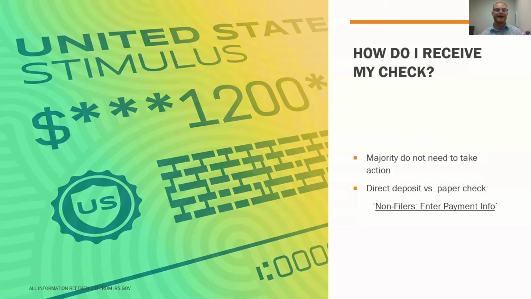For those that did file 2019 with direct deposit, and it still hasn't hit your bank account, I would also do this. I would go to non-filers, enter payment info here, and do the same process. We haven't seen that happen in many cases, but if you haven't got your check yet, it does not hurt to put your direct deposit information in there. It can come through the mail, but like I said, if we want to get it as quick as possible, direct deposit is definitely going to be your best bet.